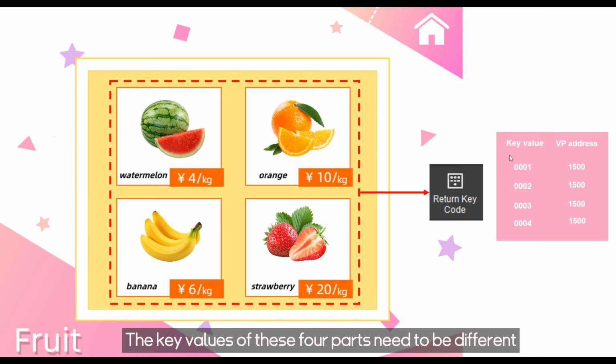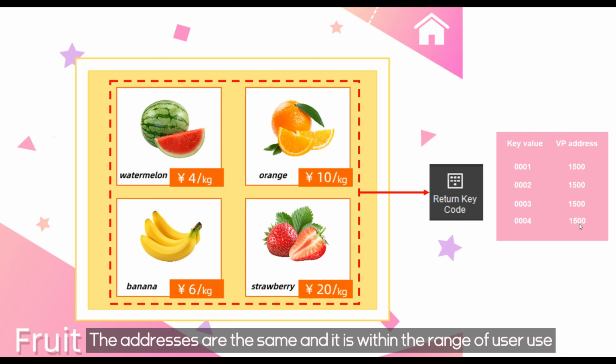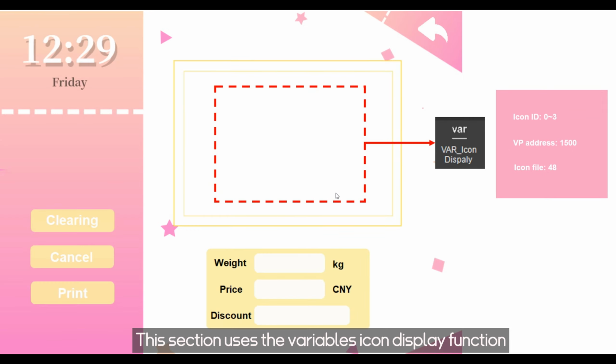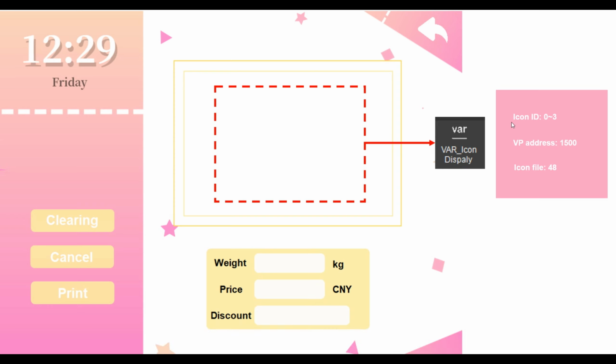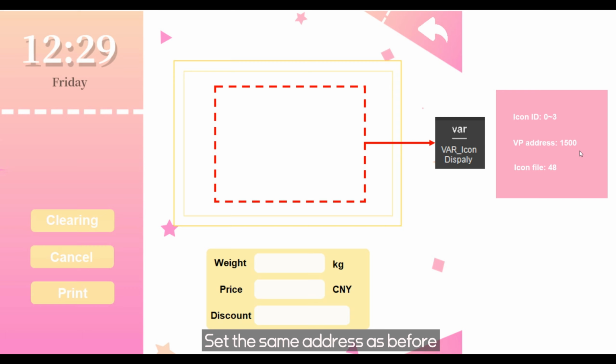The key values of these four parts need to be different. The addresses are the same and it is within the range of user use. This section uses the variables icon display function. Select icon ID. Set the same address as before.